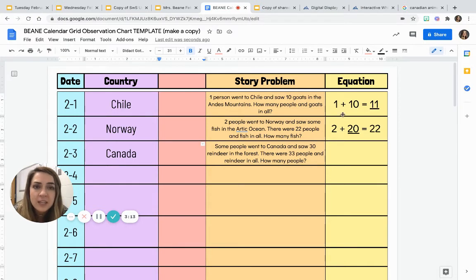Here they are in the yellow box. And on Monday, we had an equation where we needed to find out the end number. And yesterday, we had an equation that we needed to find out the change number. So now I'm going to read this story problem again. And what number or what part of the number sentence do we not know?